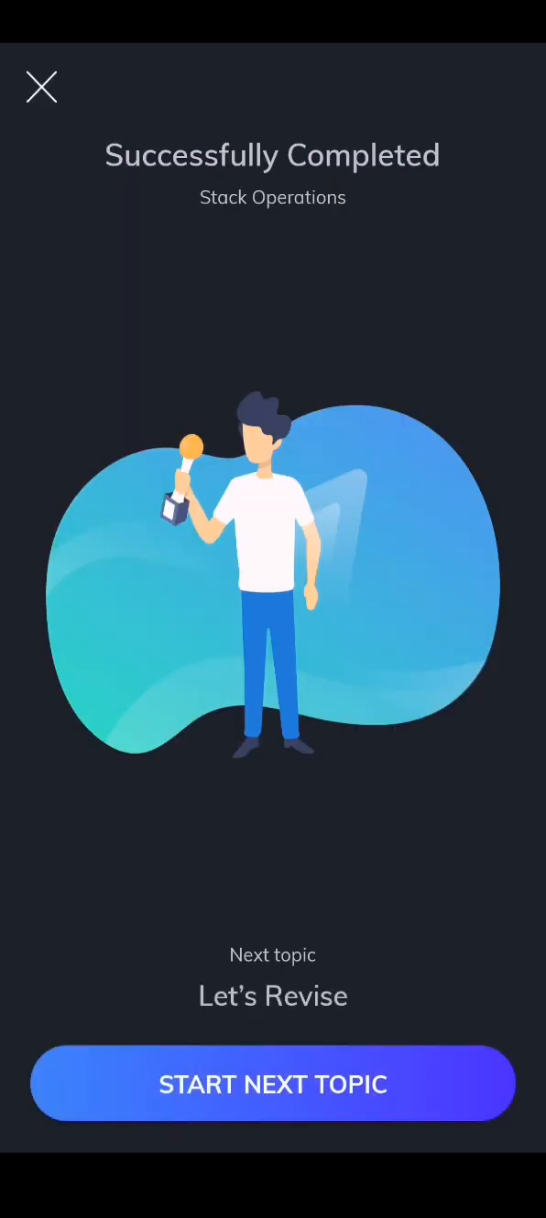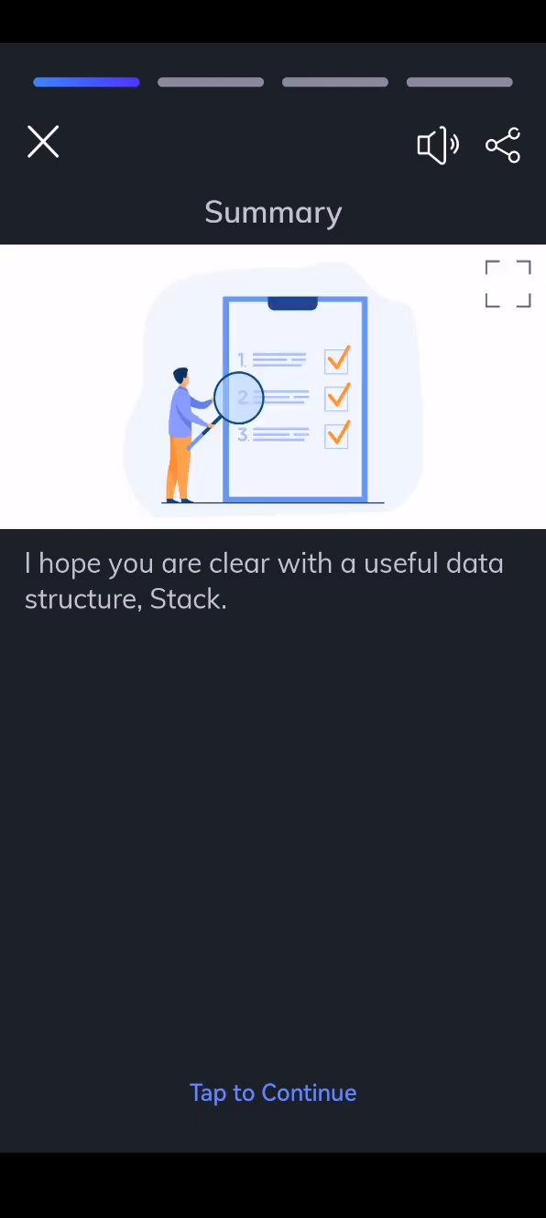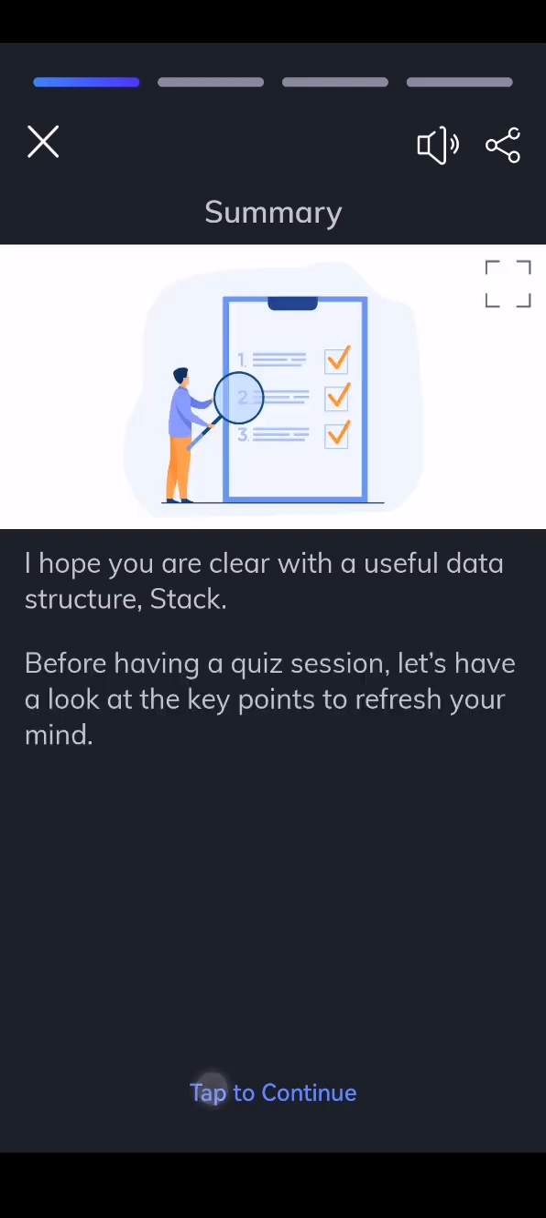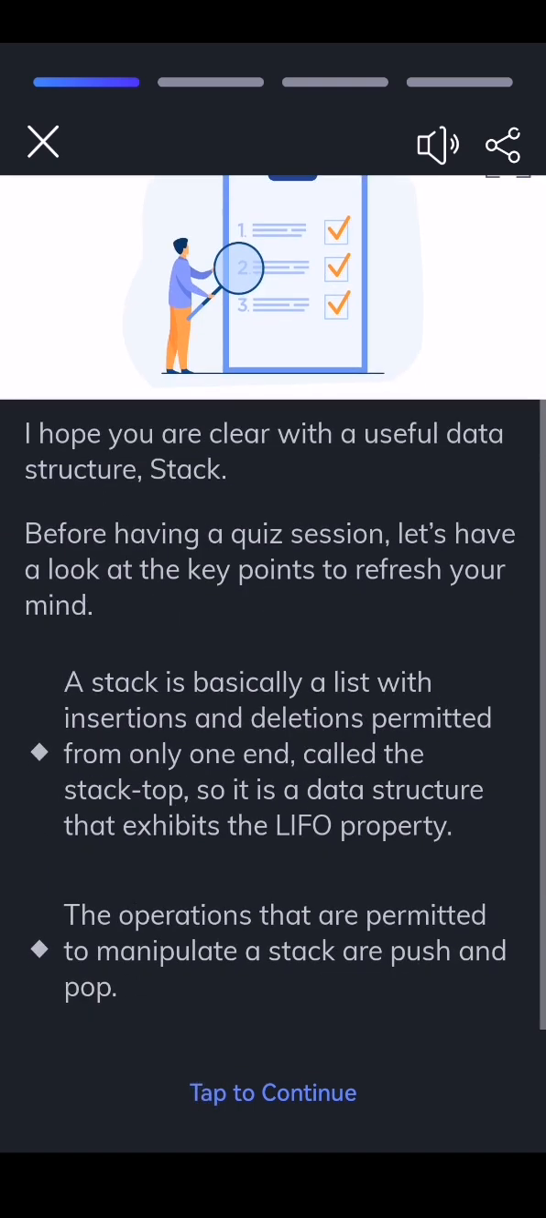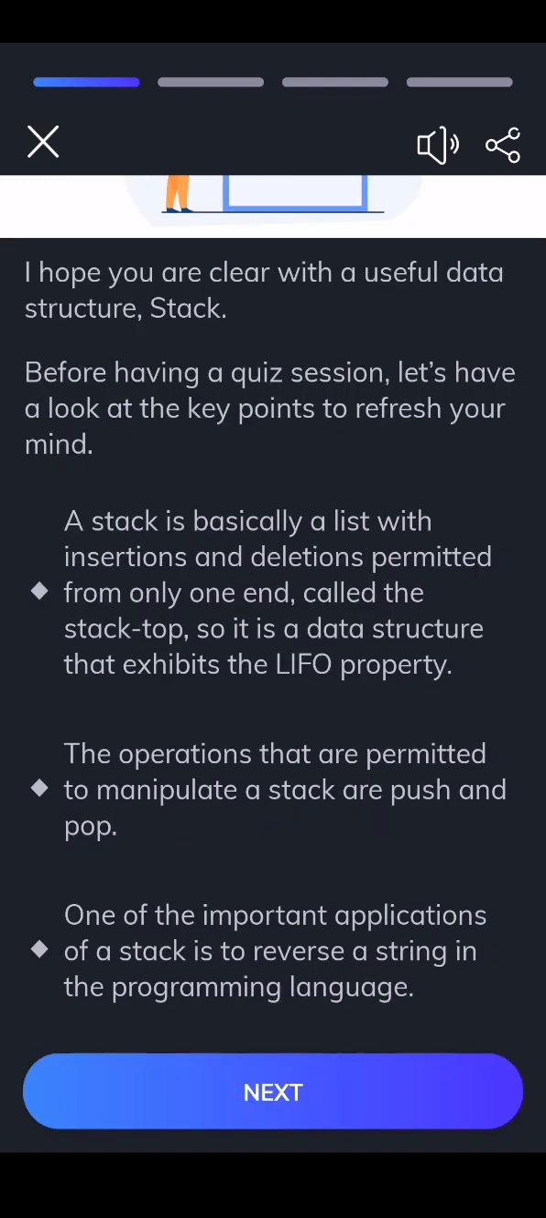I hope you are clear with this useful data structure, the stack. Before having a quiz session, let's have a look at the key points to refresh your mind. A stack is basically a list with insertions and deletions permitted from only one end, called the stack top, so it is a data structure that exhibits the LIFO property. The operations that are permitted to manipulate a stack are push and pop. One of the important applications of a stack is to reverse a string in a programming language.